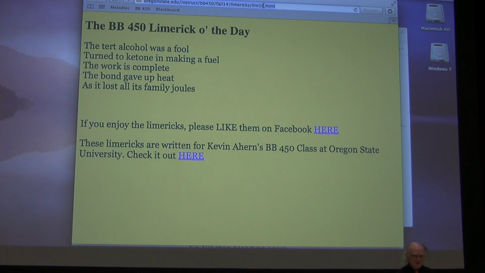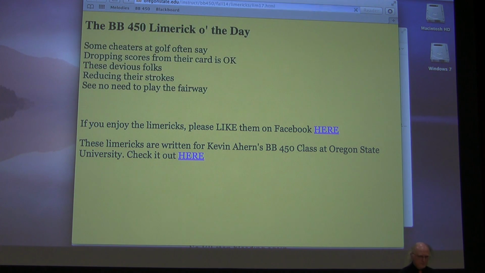Some cheaters at golf often say dropping scores from their card is okay. These devious folks reducing their strokes see no need to play the fair way.